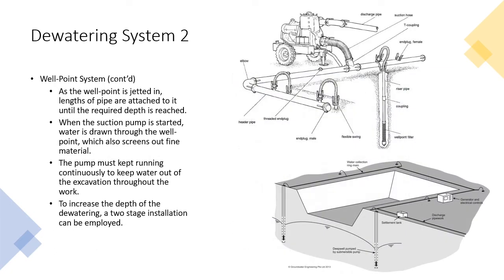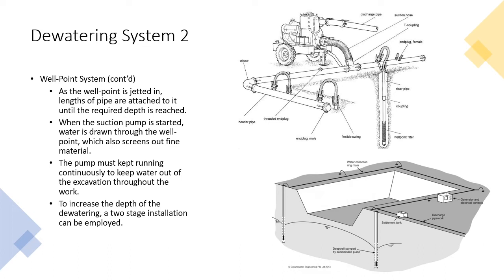And this is how it works. As the well point is jetted in, lengths of pipe are attached to it until the required depth is reached. When the suction pump is started, so this is the suction pump that will draw out. Water is drawn through the well points which screen out fine material. So it will screen out. It will not let it enter the discharge pipe. The pump must be kept running continuously to keep water out of the excavation throughout the work.